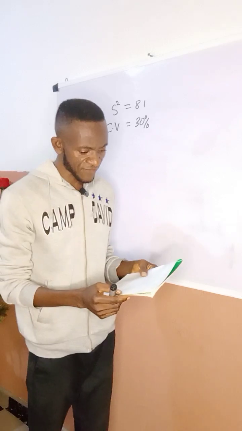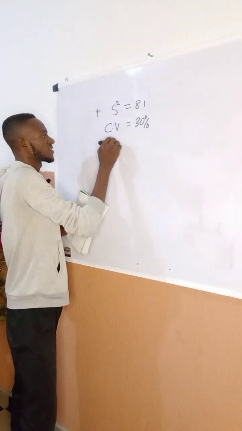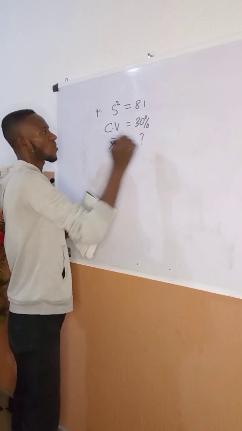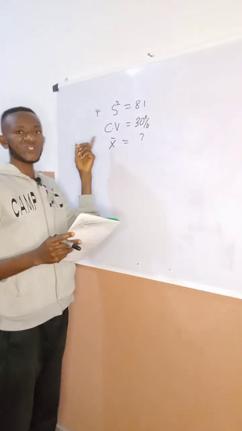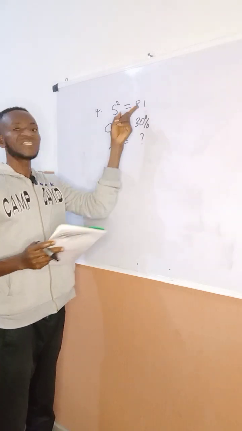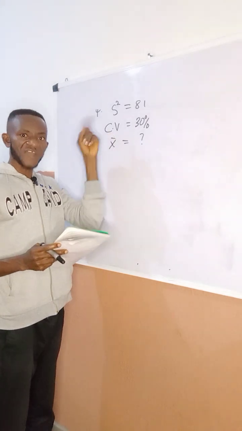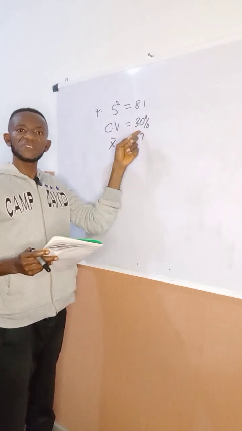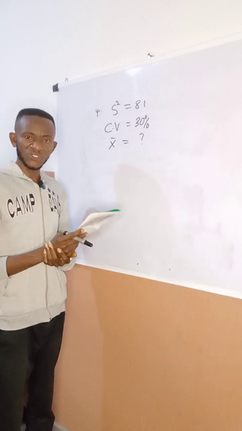The question says find the mean, x bar. So the question says x bar is equal to what? The question reads that the variance of a distribution is 81. If the coefficient of variation of that distribution is 30%, what is the mean of that distribution?